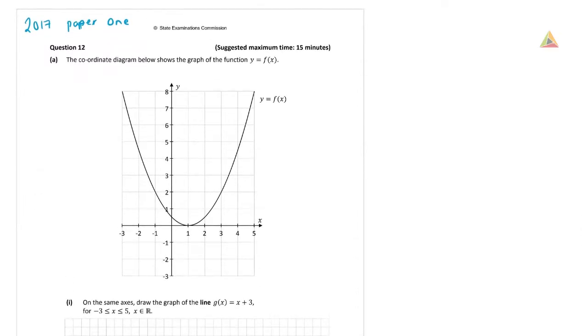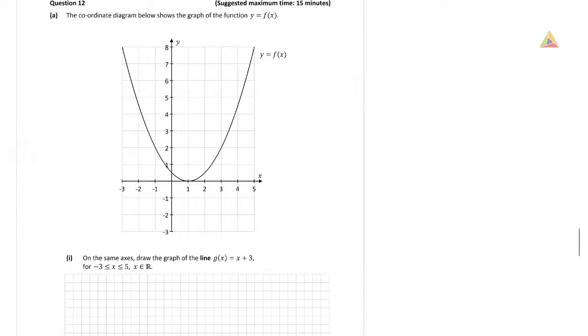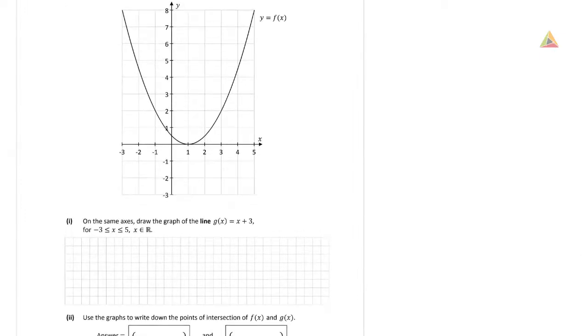So the coordinate diagram below shows the graph of the function y is equal to f of x. So you're given a diagram there and it's in the shape of a U. So for part 1, on the same axis, draw the graph of the line g of x is equal to x plus 3. So you're drawing this line here for the values minus 3 is less than x is less than 5. So you need your x values to go from minus 3 up to 5.